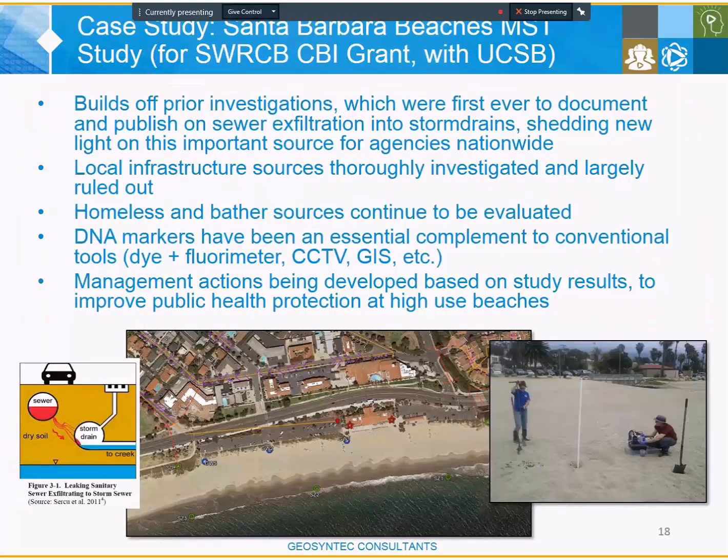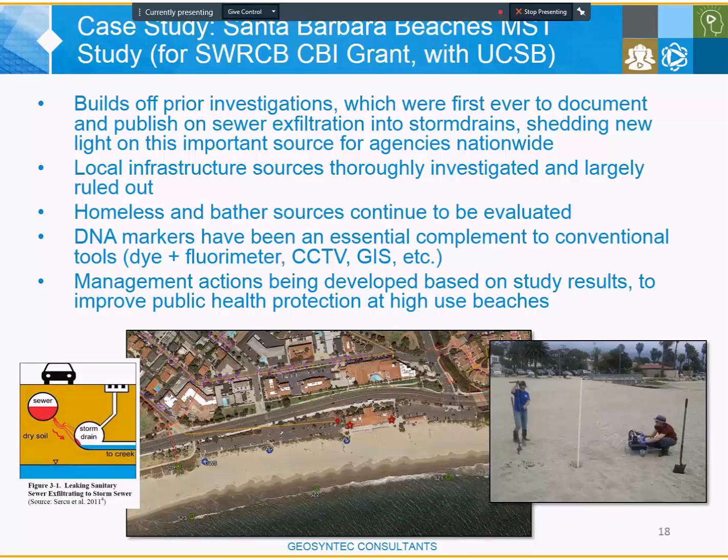Moving on, in Santa Barbara, we're working with UCSB under a State Water Board Clean Beaches Initiative grant across 3 beaches in Santa Barbara and Goleta. And this is building off a previous investigation that we did with UCSB at Laguna Channel, which was the first to document and publish on sewer exfiltration to storm drains. So that's this kind of famous figure you see here in the bottom left, and that shed light on this really important source for agencies nationwide, which until then wasn't really being talked about.